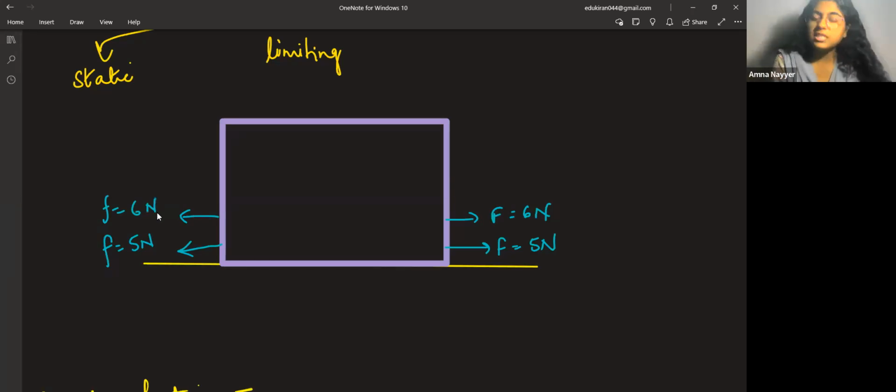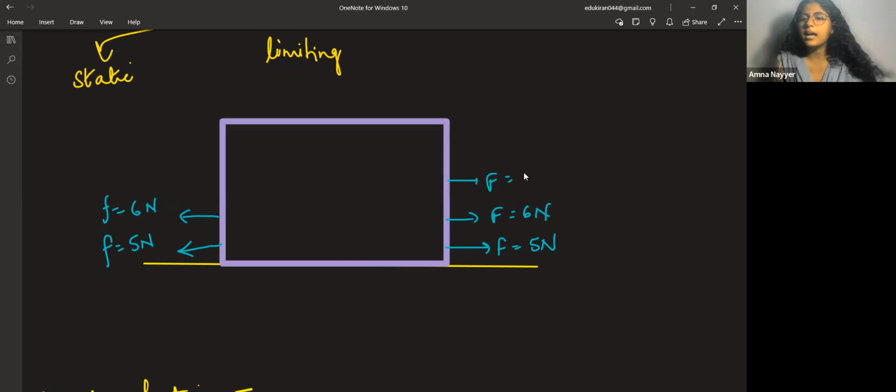Static friction is also called self-adjusting friction because according to the forces that you are applying, according to the external forces, it also changes its value. With 5 Newton, it became 5 Newton. When we applied a force of 6 Newton, it became 6 Newton. This is how static friction works. Then what happens?